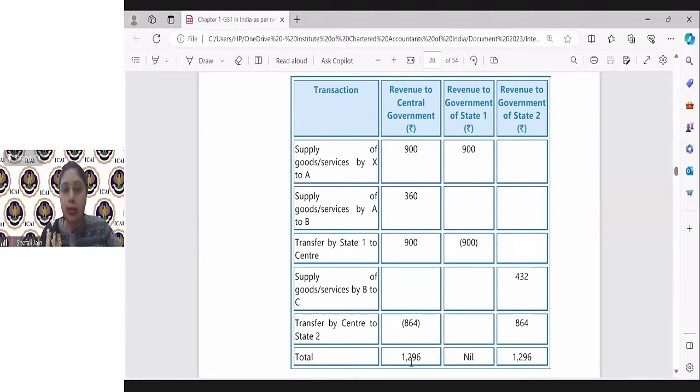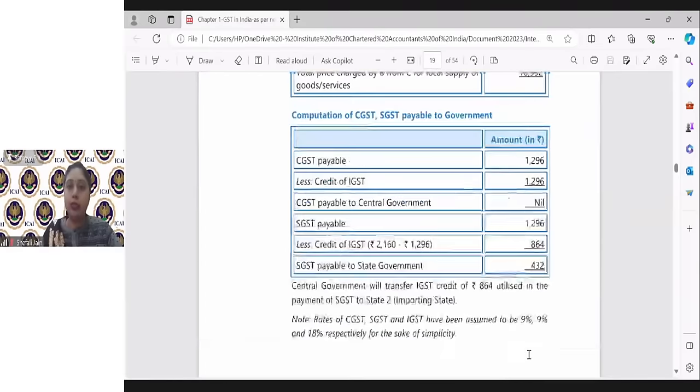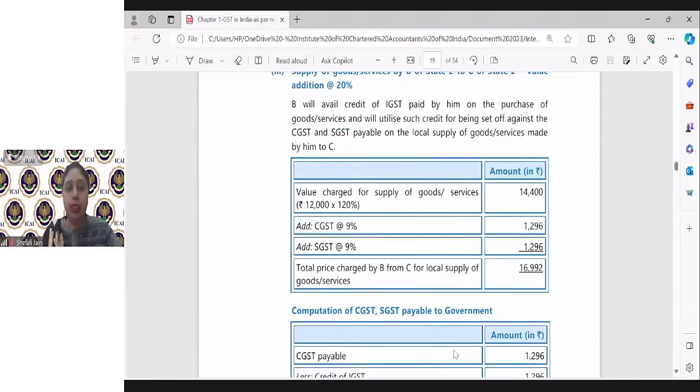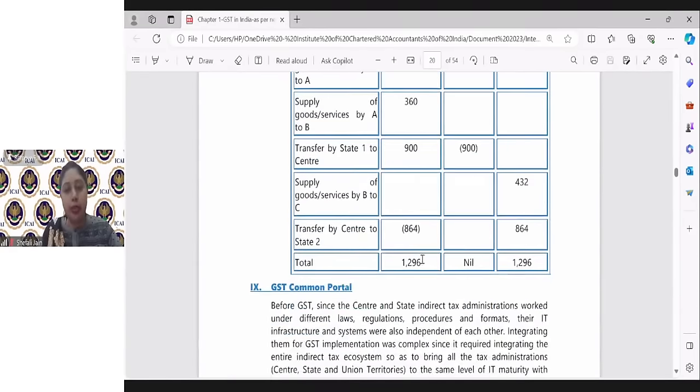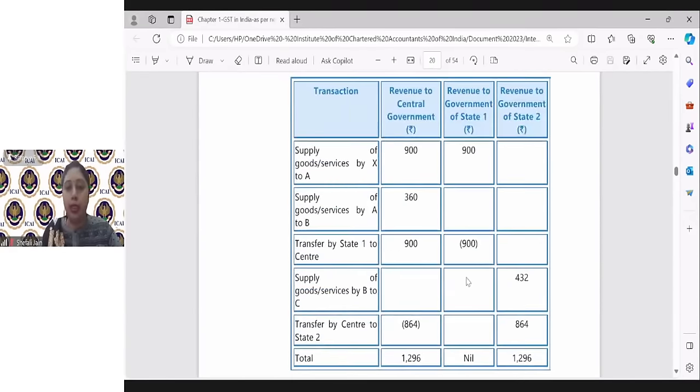And state 2 will get 1296, which was actually supposed to be given to them because we have just seen that the CGST and SGST of 1296 was there. This CGST belonged to center and SGST belonged to state 2. So finally, what each state got was this only: state 2 got 1296, state 1 got nothing and central government got 1296. This is how seamless flow of credit is ensured under GST.